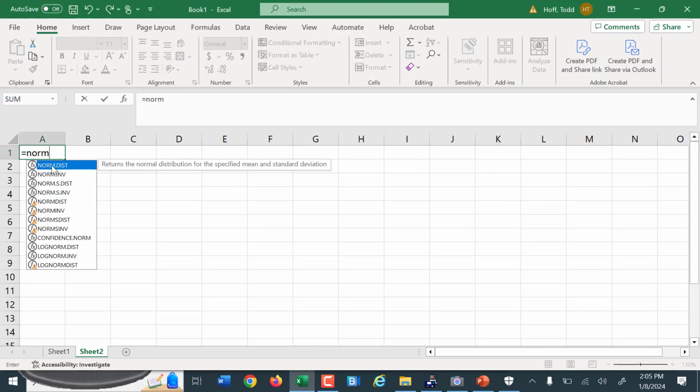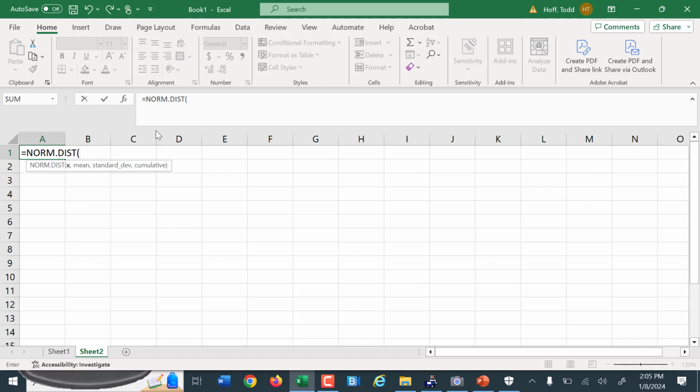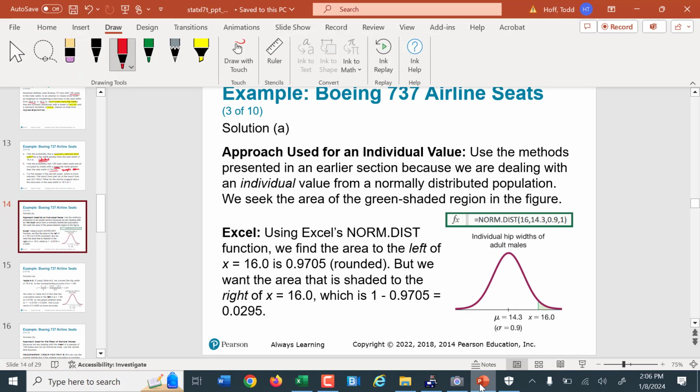And we're going to do our normal distribution function here. Our value is 16 with a mean of 14.3, standard deviation of 0.9, and it is true, not cumulative. Now remember, this is going to give us the area to the left. So looking at this curve here, what Excel is giving us, if this is our cutoff of 16 inches, is giving us this area over here.